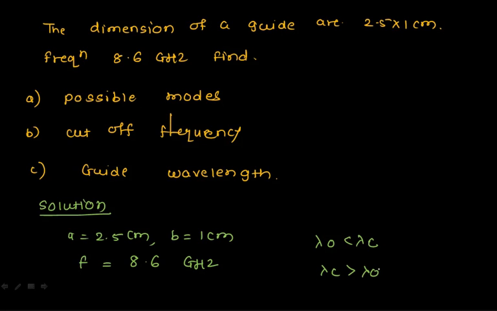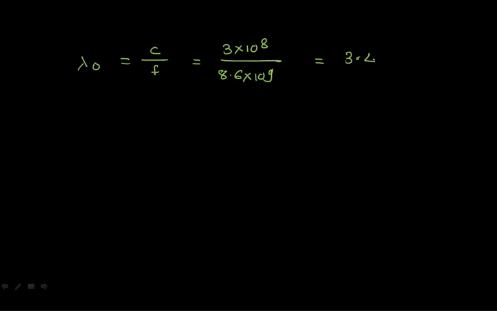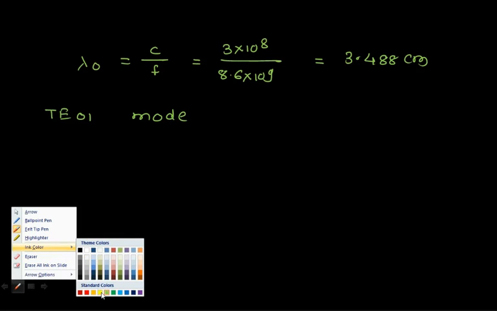So if I know what is A, what is B, and what is the frequency, I can calculate the lambda 0 and lambda c. The first thing I'll do is lambda 0, which is c by f, which is 3 into 10 raised to 8 divided by the frequency, 8.6 gigahertz, which is given. So I'll get a lambda 0 of 3.488 centimeter. I have already done this. So for the TE01 mode, you can put all the values.